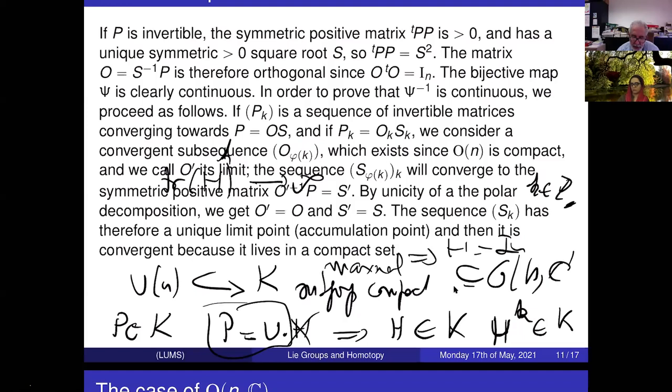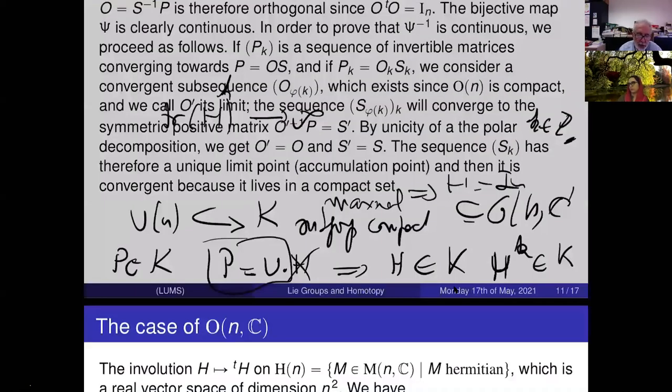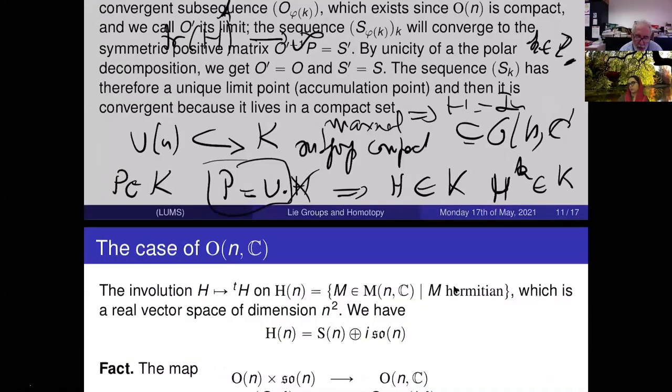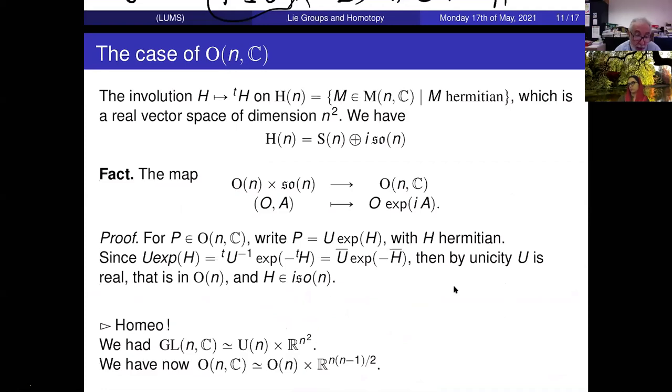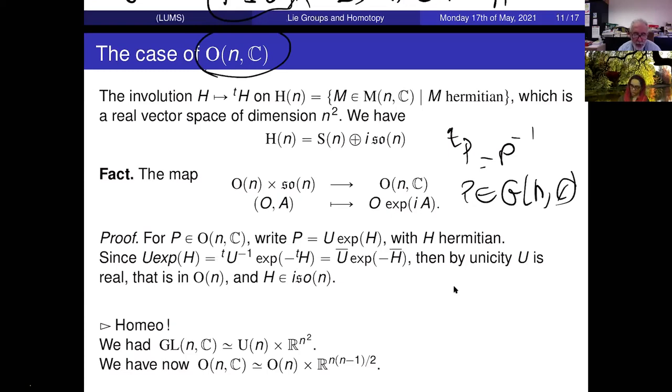Let us pass to the O(n,C). Now I'm looking for a special group which is not O(n), which is not U(n). It's the set of matrices which are orthogonal inside of C. That means the transpose of P is equal to P inverse, with P in GL(n,C). So this set is denoted by O(n,C). It's the orthogonal complex matrices. It's not the unitary group.